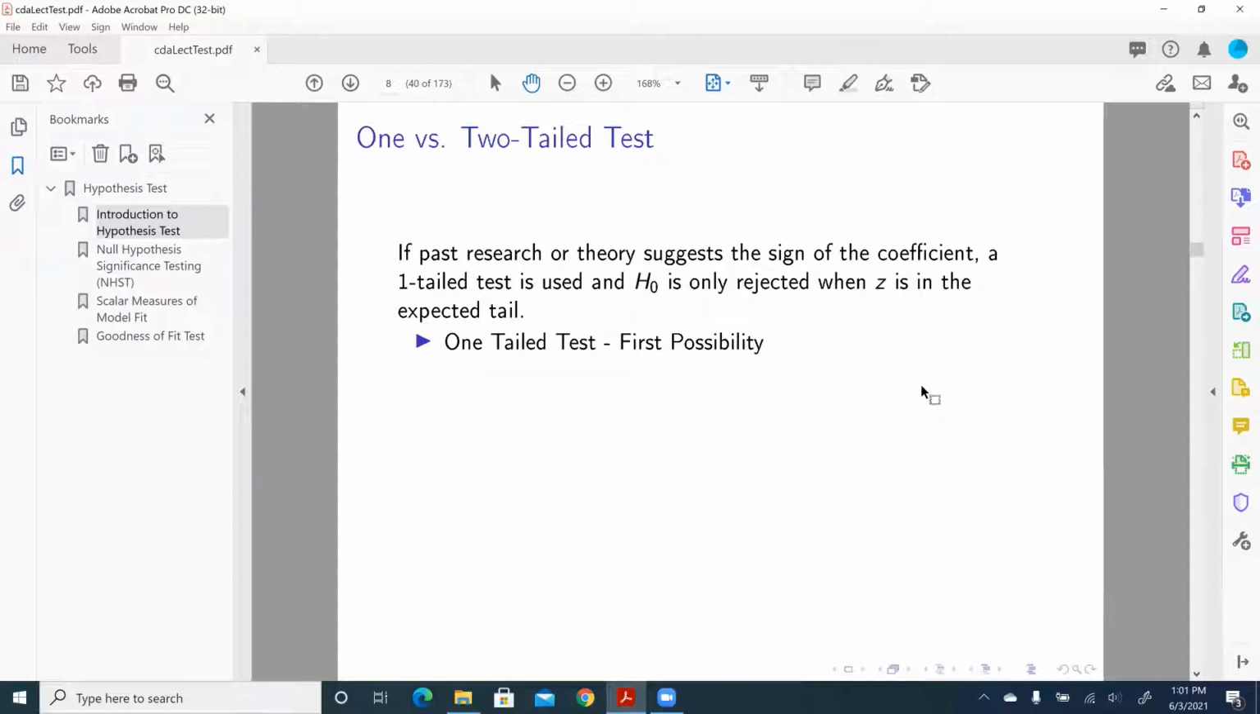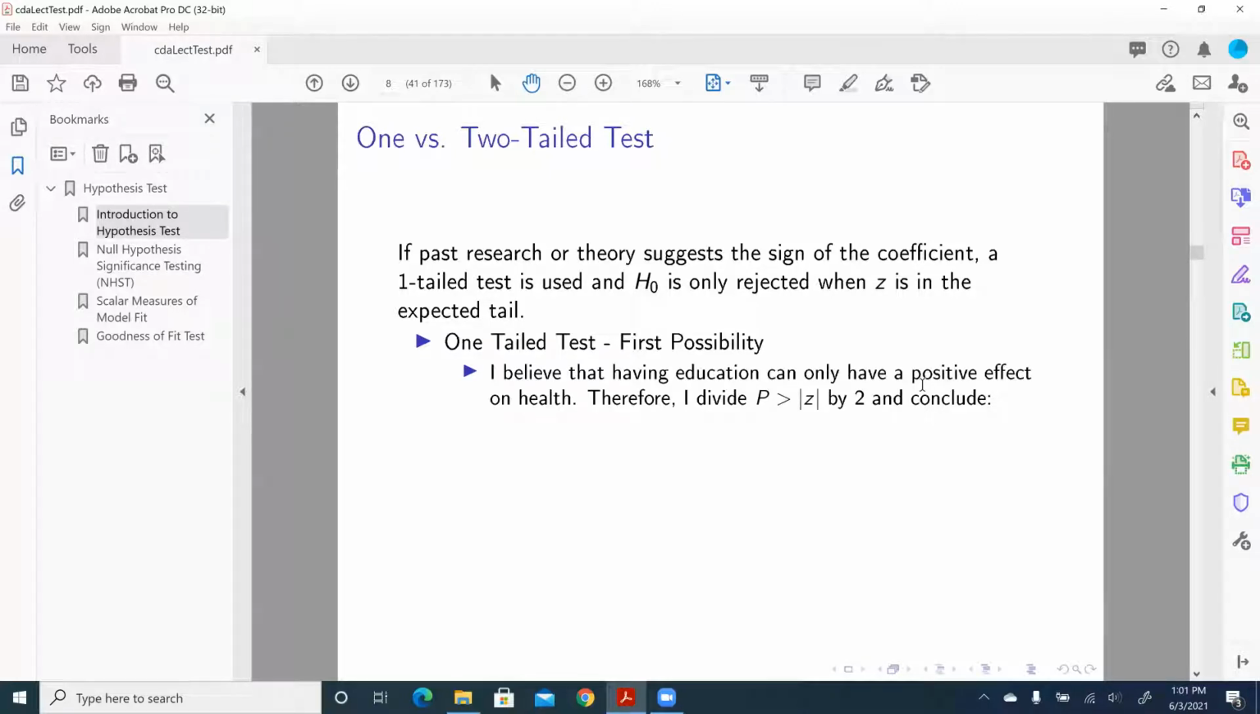Okay, so for a one-tail test, there are two possibilities. First is, I believe that having education, for example, can have a positive effect on health. Therefore, I can divide the p-value, P greater than the absolute value of the z statistic, by 2, and conclude something. And you can see examples in our lab guide.